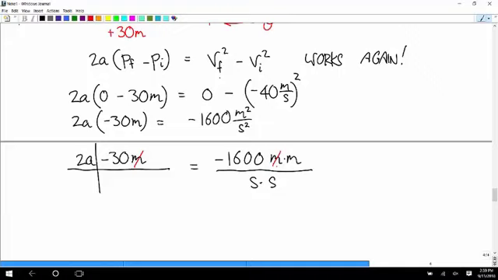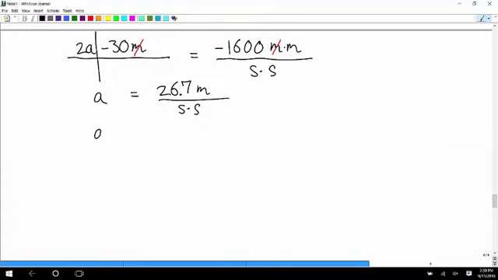I'll cancel 1 meter on each side there. And now I'll divide both sides by negative 60. And we get A is equal to positive 26.7. Is that what it was? Meters over seconds times seconds. So A is equal to 26.7 meters per second squared.